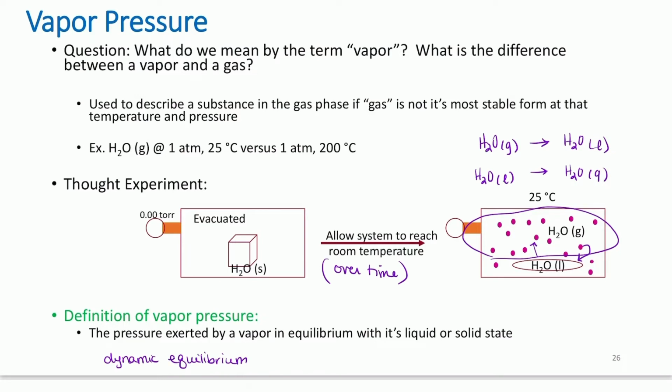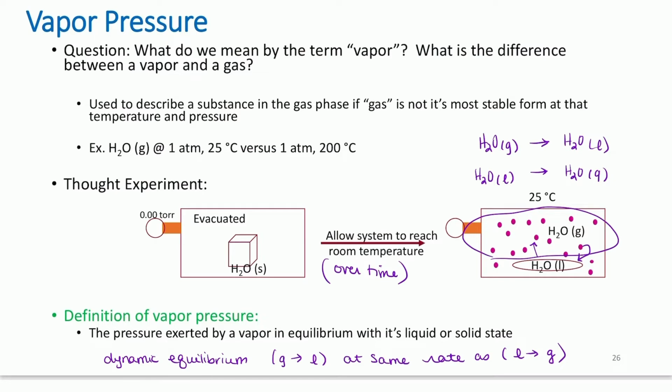So basically the gas condenses down to liquid at the same rate as the liquid evaporates to the gas phase. It's at the same rate, which means the overall concentration of water in the liquid phase and the concentration of water in the gas phase remains constant because it's in a closed system.